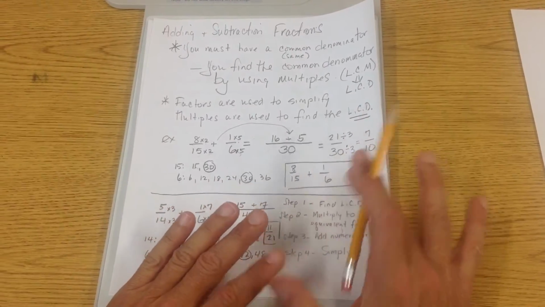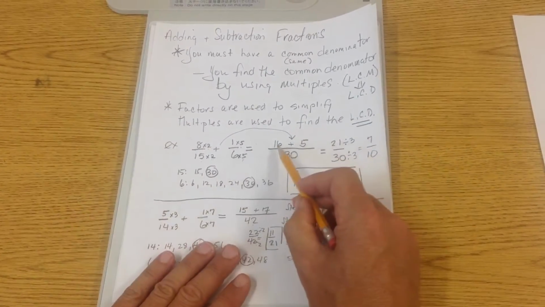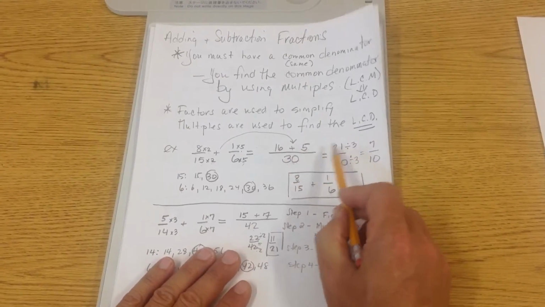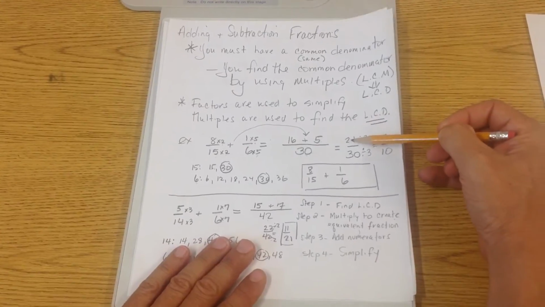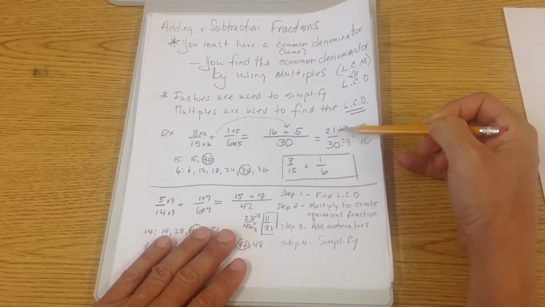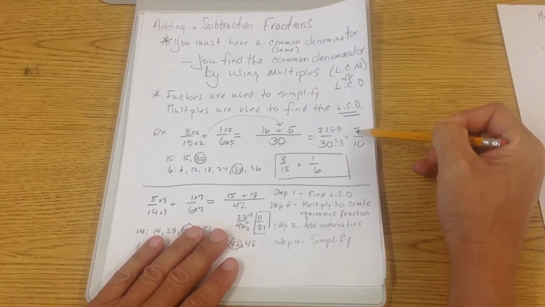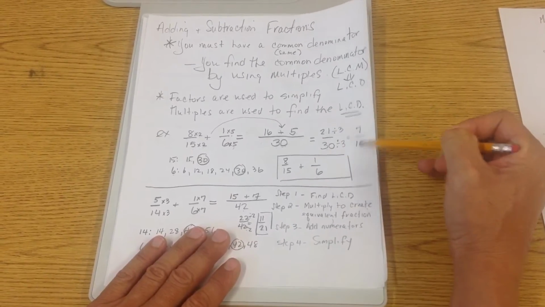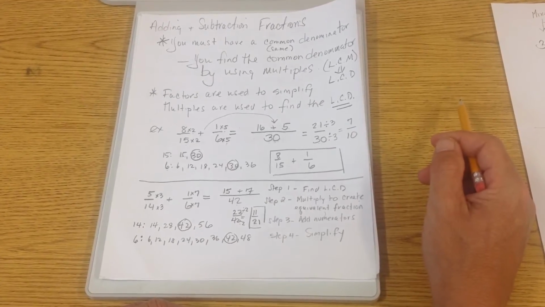At that point, you only add the numerators. 16 plus 5 is 21. You always keep the denominators the same. So I'll get 21 over 30, and then I'll proceed to simplify. 3 goes into 21 7 times, and 3 goes into 30 10 times. So my answer is 7/10.